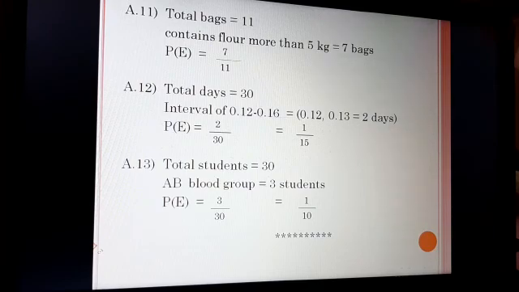And the last one, this data was also taken from lesson number 14. Out of the total 30 students, how many students had the AB blood group? So total students 30, AB blood group 3 students. So the probability of the event became 3 upon 30, that is 1 upon 10.